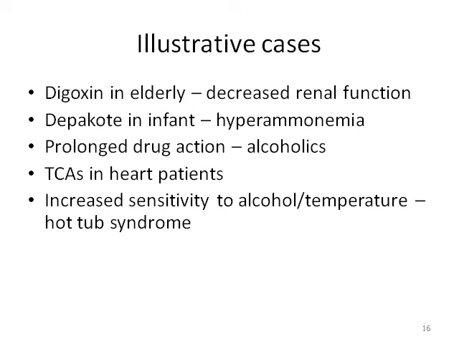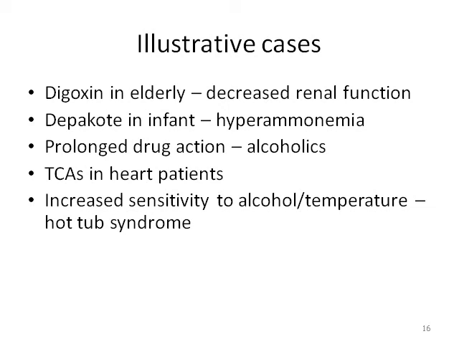I've seen a case of Depakote producing hyperammonemia in a premature infant. Because Depakote is protein bound, in a premature infant what we saw was there was not a lot of protein because the liver had not developed, and the individual developed hyperammonemia. Alcoholics are a very difficult patient population to treat. In some cases, they may have prolonged drug action. In other cases, they may not be able to metabolize the drugs at all, depending on how much damage has been done to the liver.